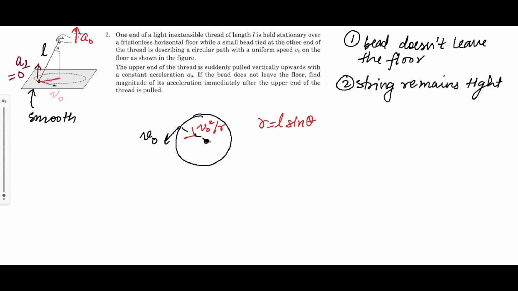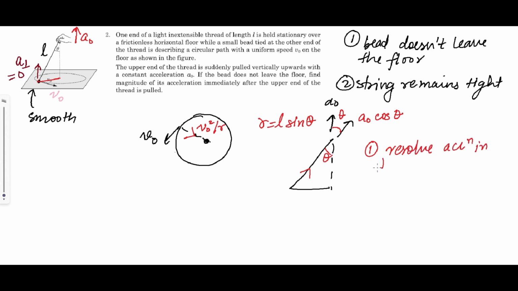Secondly, because of this thread, which is given an acceleration a naught upwards, the component of this acceleration along the length of the string must be a naught cos theta, right? Which is translated across the string. Now we are left with two situations. One that seems more obvious is we resolve acceleration in perpendicular and parallel directions.